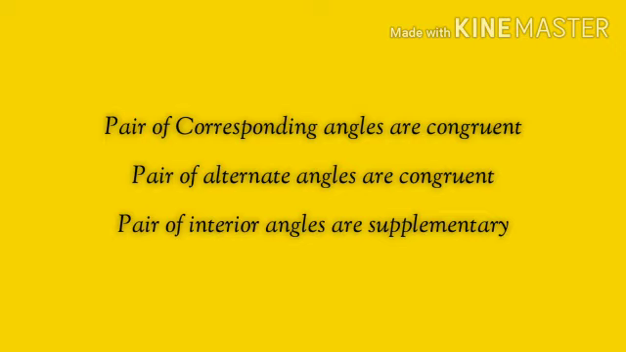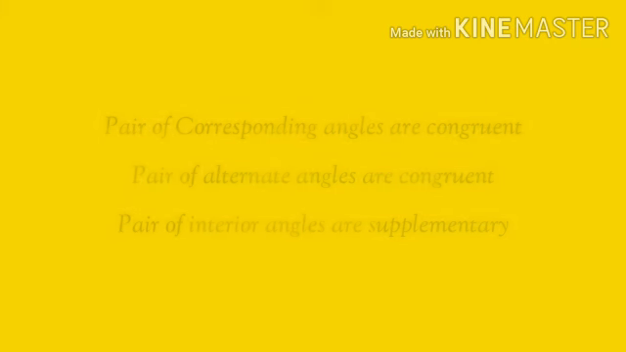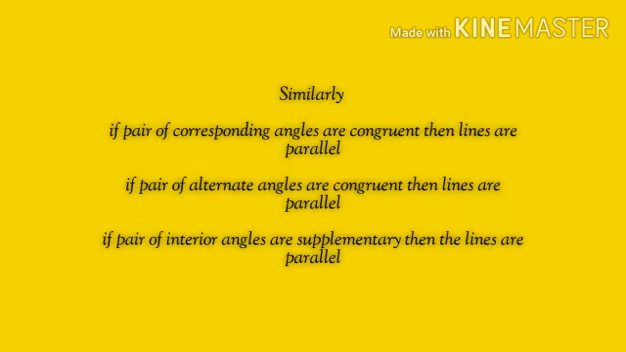are supplementary. That is, the sum of the measures of interior angles is 180 degrees. Similarly, if corresponding angles are congruent, then the lines are parallel. And if alternate angles are congruent, then the lines are parallel. If interior angles are supplementary, then the lines are parallel.